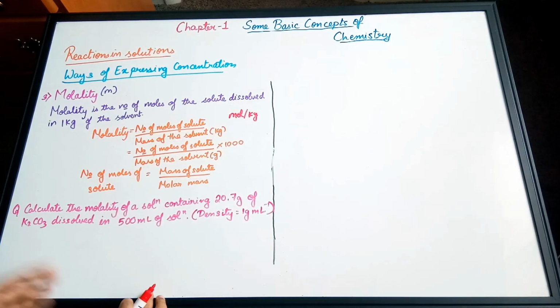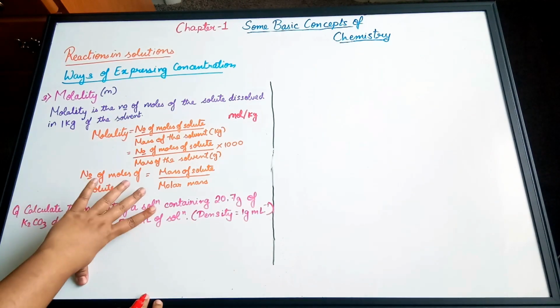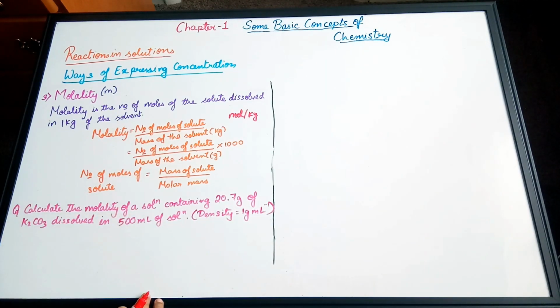So if it is in grams, we just multiply it with 1000, and the number of moles of the solute would be equal to the mass of the solute divided by its molar mass. The main difference between molality and molarity is that there we considered the volume of the solution, but here we are considering the mass of the solvent.